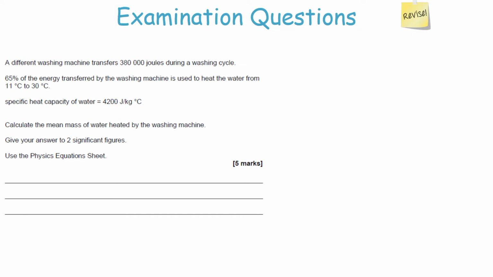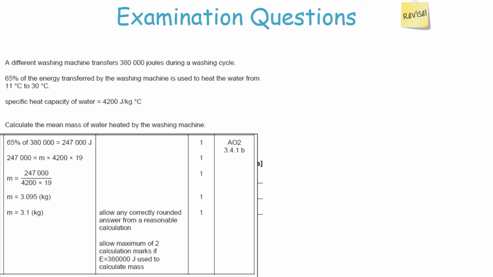Well, once again, what have you got to do? You've got to use our equation. Energy is equal to mass times specific heat capacity times the change in temperature. Now, you've got the change in temperature. It's 11 to 30, so that's going to be 19. We've got the heat capacity, 4,200. Now, we do have a value for energy, but we've got to read the question carefully because it says it has 380,000 joules, but only 65% of that is used to heat up the water. So we've actually got to work out what 65% of 380,000 joules is first. So to do that, you do 380,000 times 0.65, so we get our answer to be 247,000 joules.